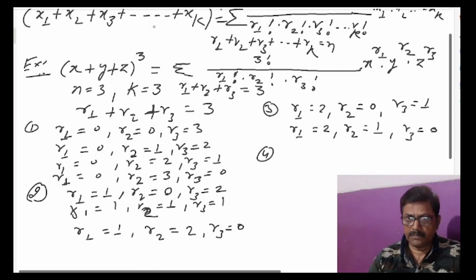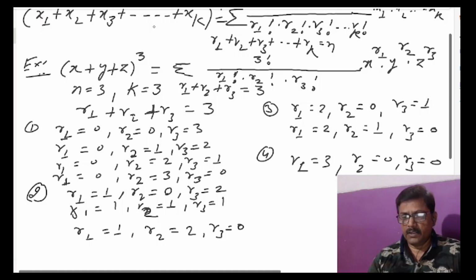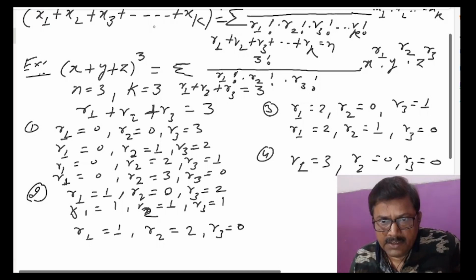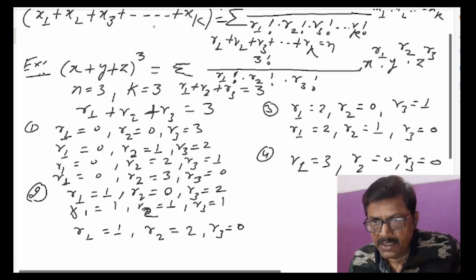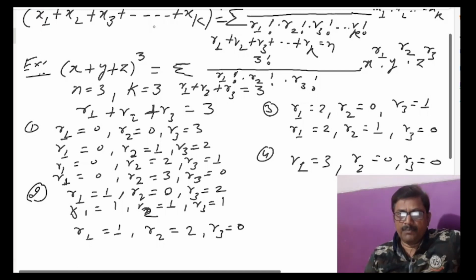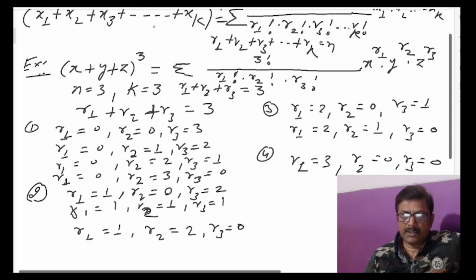Now the fourth case, take R1 equal to 3. If you take R1 as 3, then R2 will be 0 and R3 will be 0. Okay. So 4 cases, 3 cases, 7, and 2, 9. Total 10 possibilities, 10 sets are there. Now we will put these sets in our formula. So how many terms will we get? We will get 10 terms. Okay, there are 10 sets of R1, R2, R3. We will put them in the right hand side of our formula.